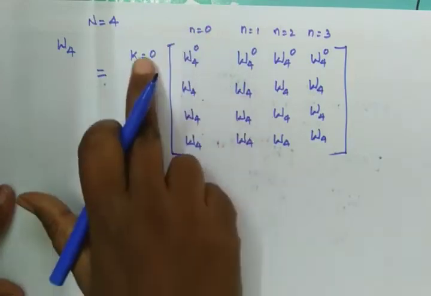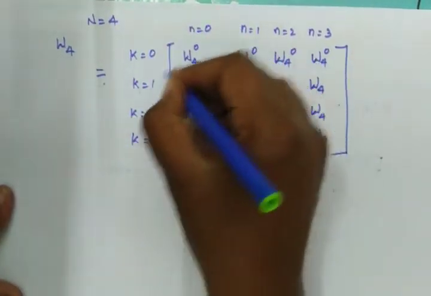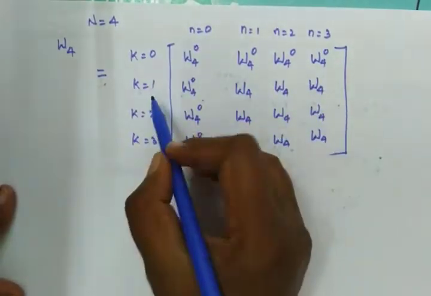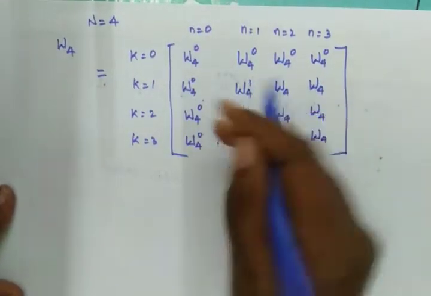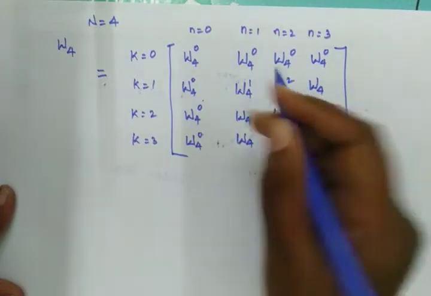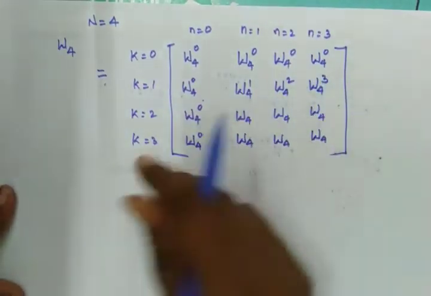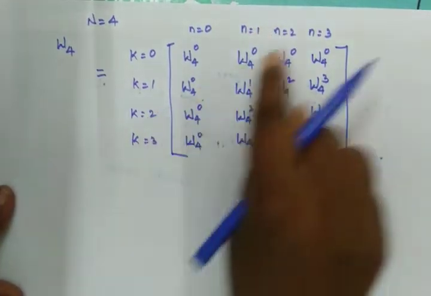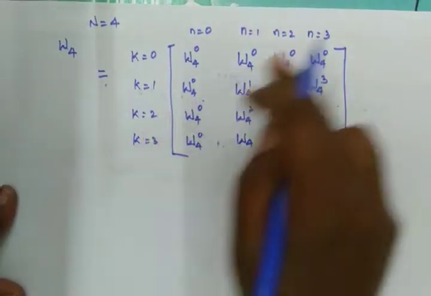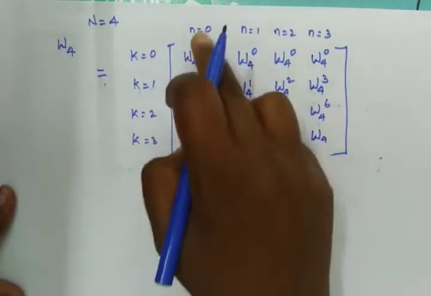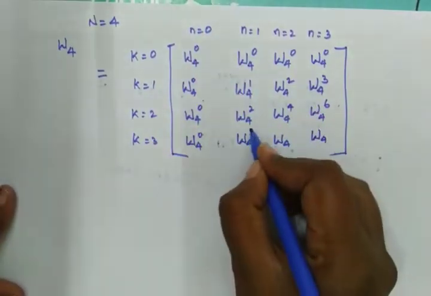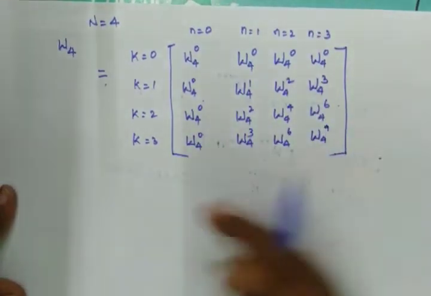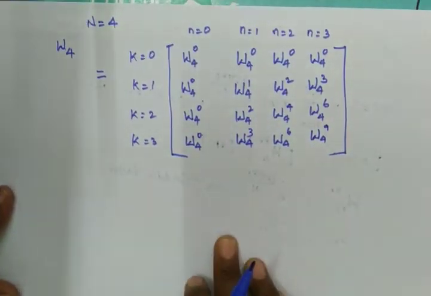Again here n is equal to 0. Now what happens? 1 into 0 will be 0, 2 into 0, 3 into 0. So everything will be 0. Now multiply this. 1 into 1 is 1. 1 into 2, 2. 1 into 3, 3. 2 into 0, 0. 2 into 1, 2. 2 2s are 4. 2 3s are 6. 3 into 0, 0. 3 1s are 3. 3 2s are 6. 3 3s are 9. So this is how we have to calculate the matrix.